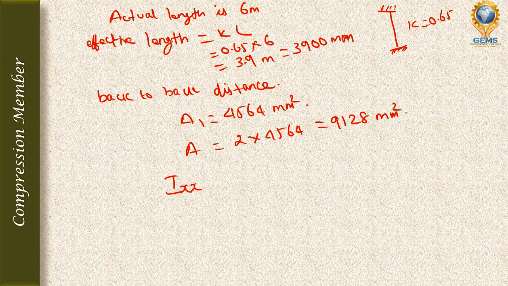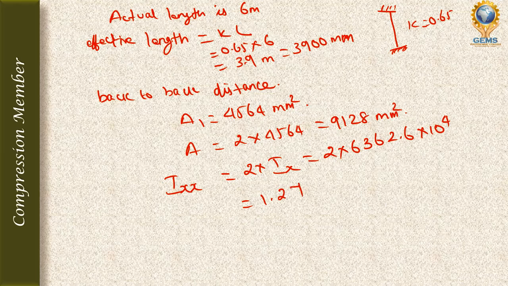So what is the Ixx? Ixx of the compound section is 2 times Ix. So 2 into the Ix value given in the question, 6362.6 into 10 to the power 4. So it comes to 1.27252 into 10 to the power 8 mm power 4.